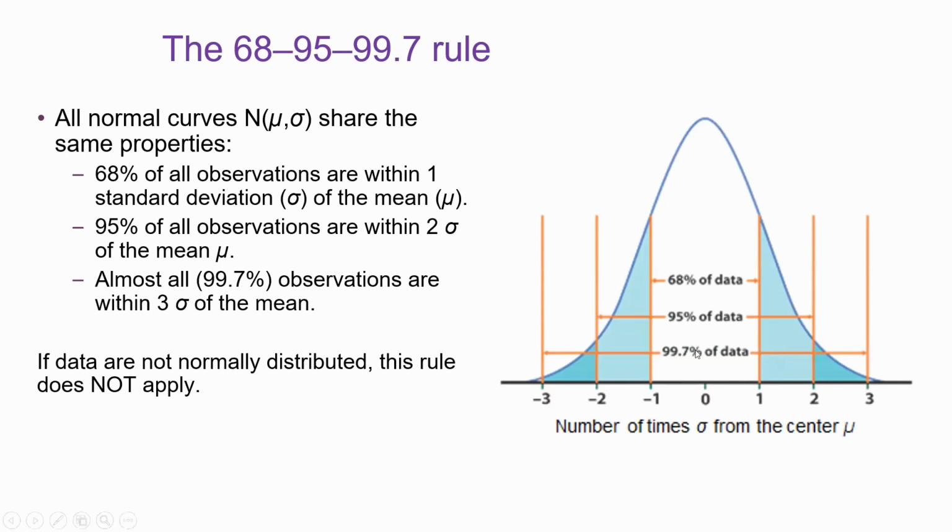So if we really pay attention here to this middle one, -2 standard deviations to 2 standard deviations, 95%. So 100 minus 95 is 5%, right? So only 5% of the data lie outside in these tails. Most of it is contained here.